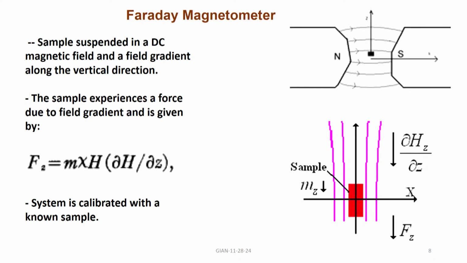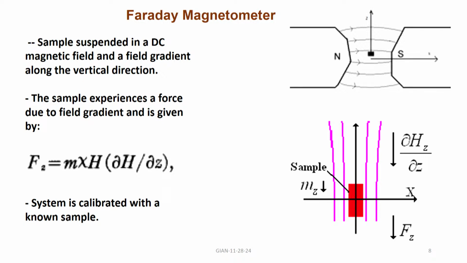What's here is an electromagnet with a tapered pole piece. The purpose of this is the field configuration produced by this magnet in such a way that there is a gradient in the magnetic field in the vertical direction. So, if there is a gradient, then there is a force on the sample.